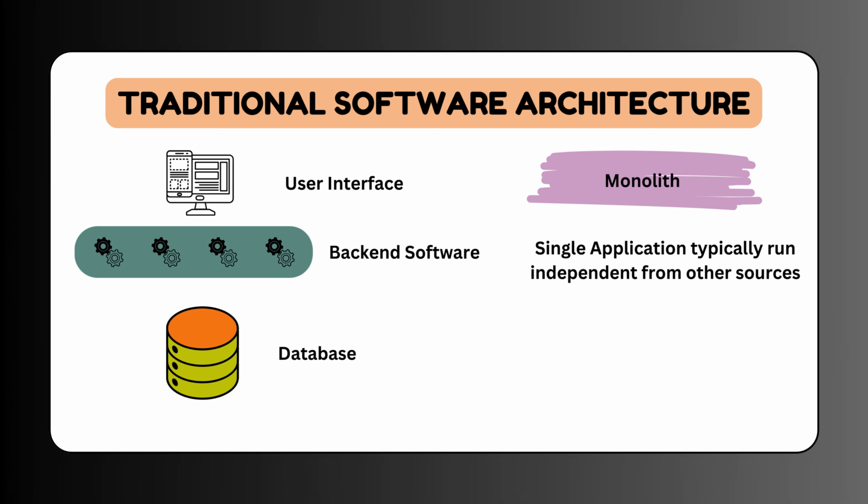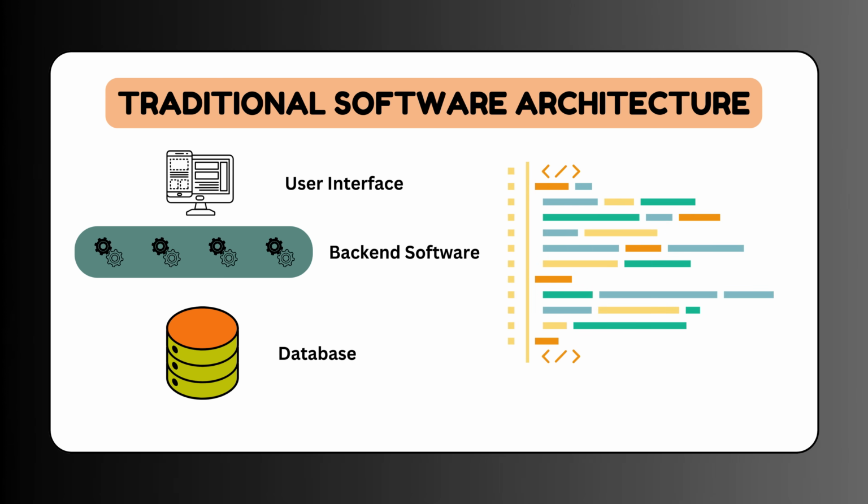So the first component is the user interface. At the top, we have the user interface or a UI layer. This is everything you see and interact with, the buttons, the forms, and displays. In a monolithic application, the UI code is bundled together with everything else. Whether you are looking at a web interface or a desktop application, it's all part of the same package.